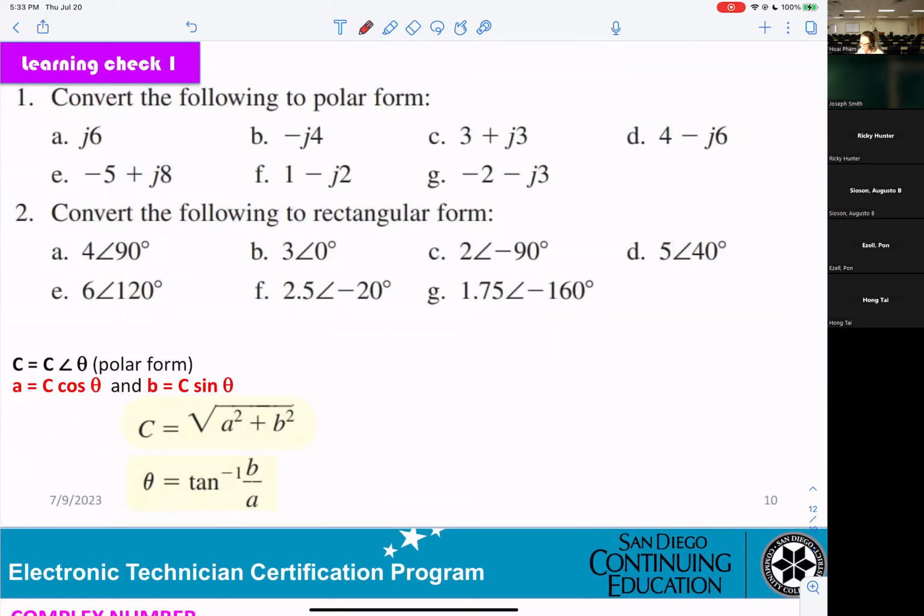For the angle, what do you do? You take the 4 divided by the minus 6, right? You're talking about number D. Correct. You divide minus 6 into 4, correct? And then you go arctan, arctan of minus 1.